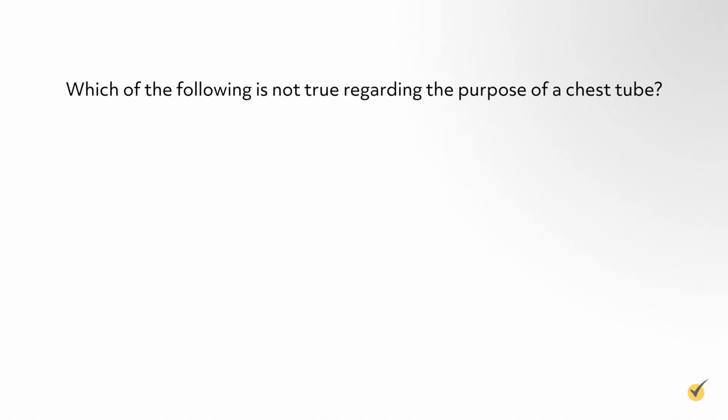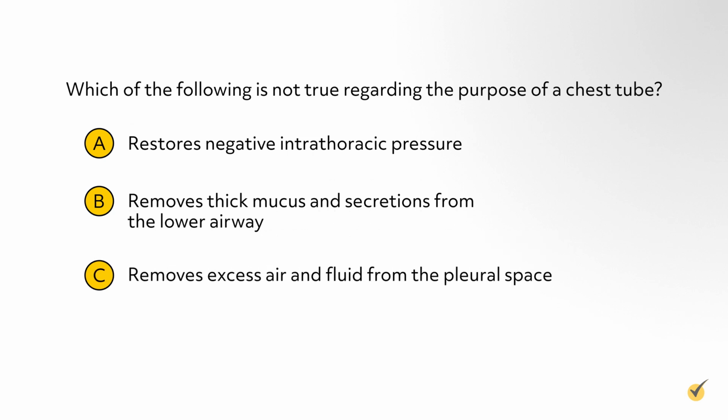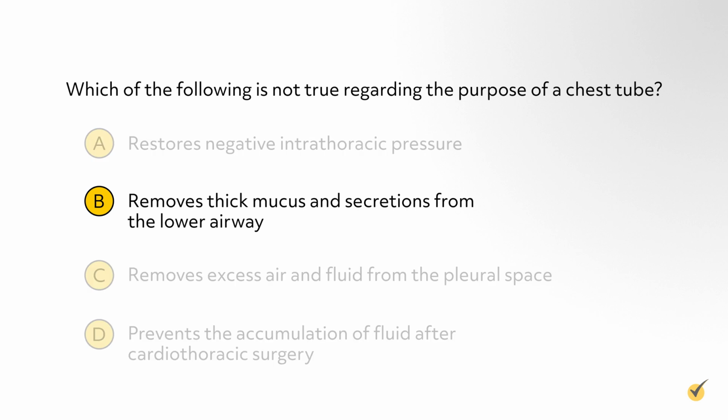Let's review. Which of the following is not true regarding the purpose of a chest tube? A. Restores negative intrathoracic pressure. B. Removes thick mucus and secretions from the lower airway. C. Removes excess air and fluid from the pleural space. D. Prevents the accumulation of fluid after cardiothoracic surgery. If you chose B, you're correct. Chest tubes are placed in the pleural space, not the lower respiratory tract.